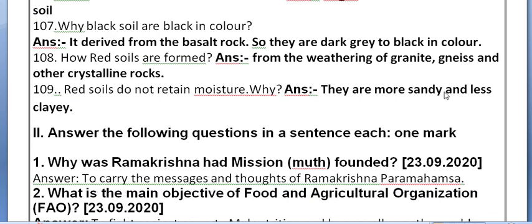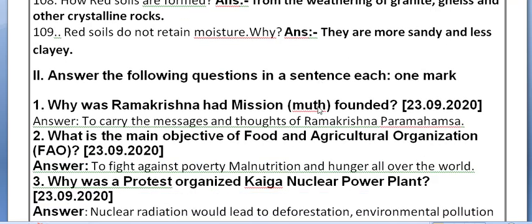Okay, till now we got the information about multiple choice questions which were asked from 2019 to 2022. So let's come to the second main part: answer the following questions in a sentence, the expected one mark questions. Which are the questions asked and what are the answers for those questions? So let's start with question number 1.